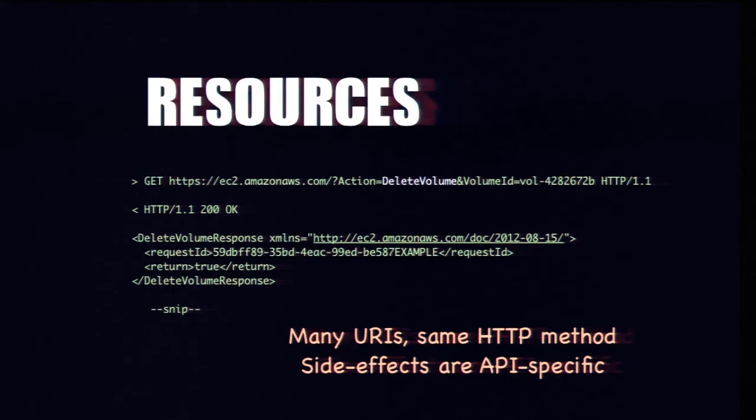So basically, the side effects are API specific. You can get an idea of scope by looking at it, but you're still going to need to understand the API to understand exactly what's going to happen if you do something like this.